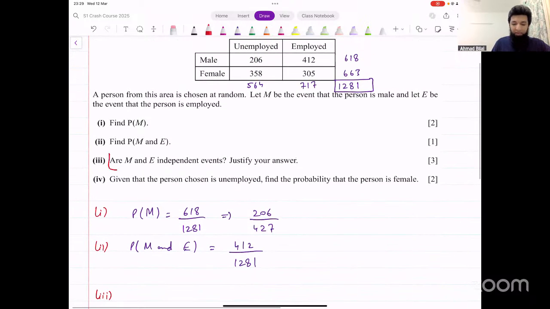Now it says, are M and E independent events? Justify your answer.